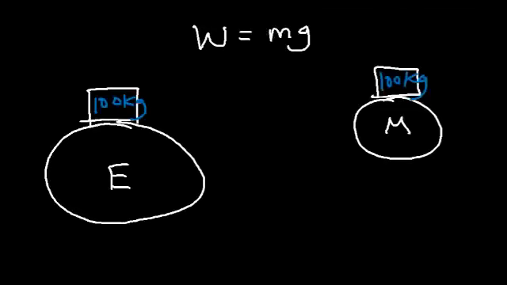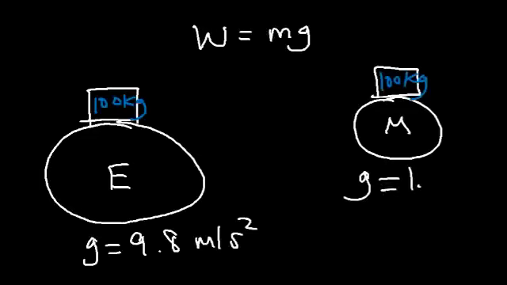On the Earth, you will feel heavier. The gravitational acceleration that you would feel is 9.8 meters per second squared. On the Moon, g is about 1.6. So you would feel lighter on the Moon. You can jump higher on the Moon because the gravitational acceleration is much less. On the Earth, you can't jump that high.